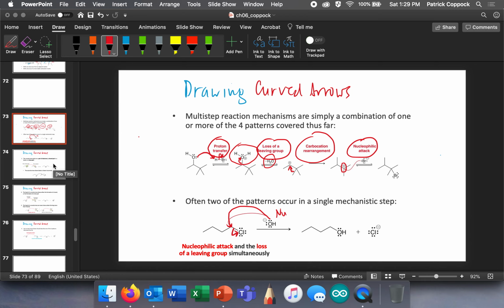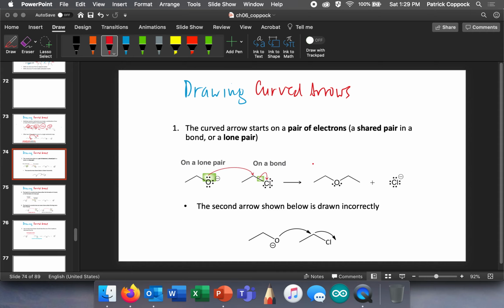All right, so let's look at 4 rules that you need to appreciate as you're drawing curved arrows. Number 1, the curved arrow starts on a pair of electrons. As we've said before, it starts on a pair of electrons, which is either a shared pair in a pi bond or a lone pair.